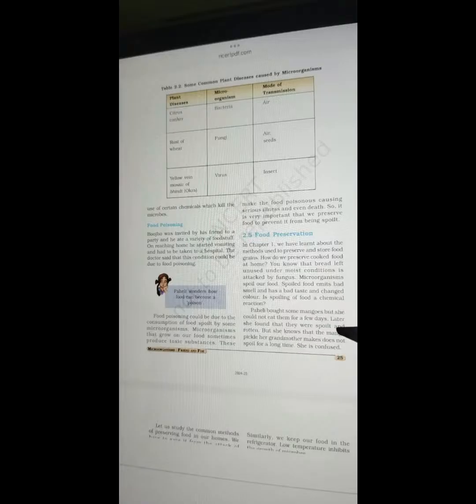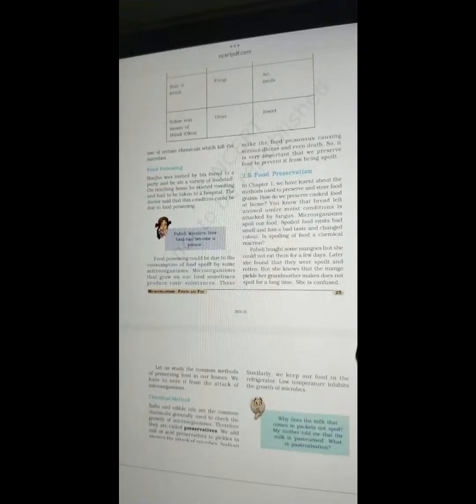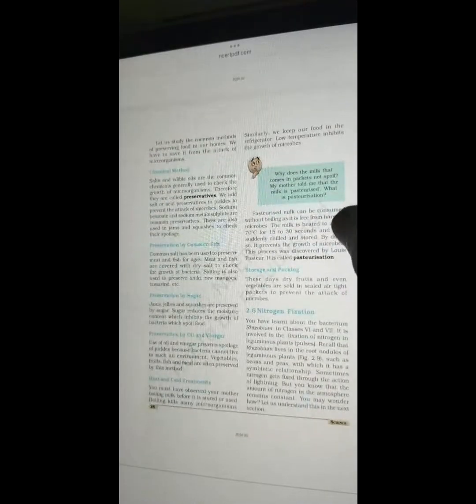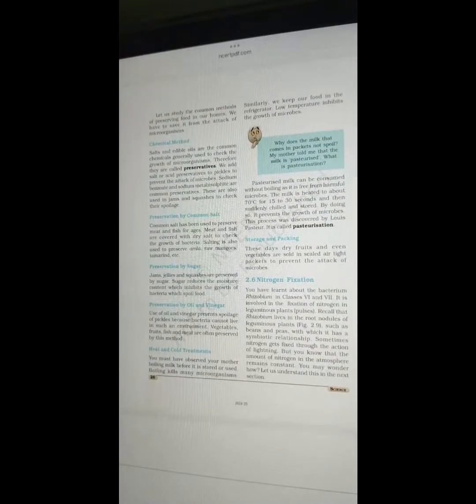Paheli bought some mangoes, but she could not eat them for a few days. Later, she found that they were spoiled and rotten. But she knows that the mango pickle her grandmother makes does not spoil for a long time. She is confused. Let us study the common methods of preserving food in our home. We have to save it from the attack of microorganisms.